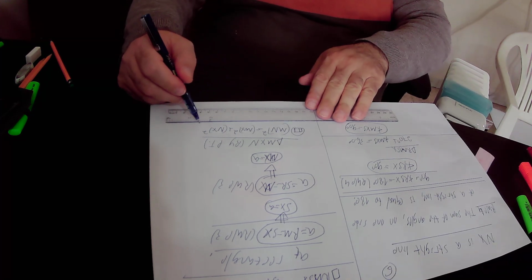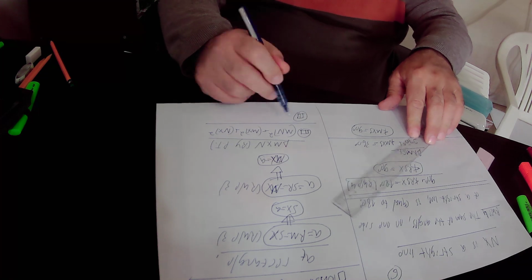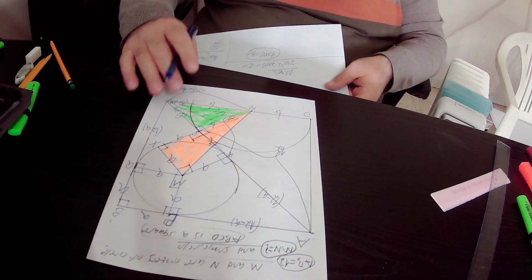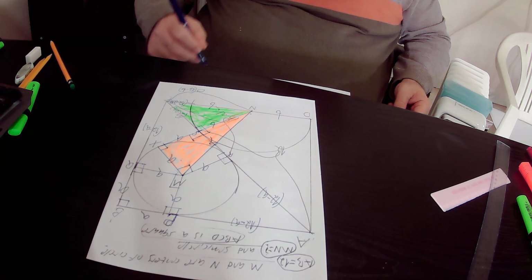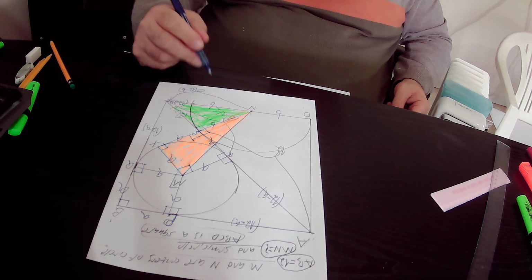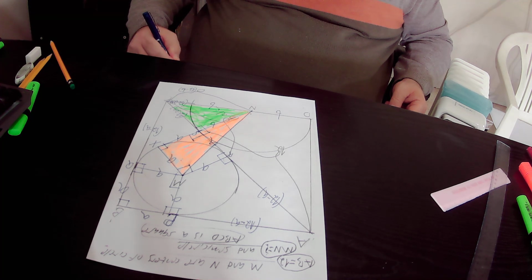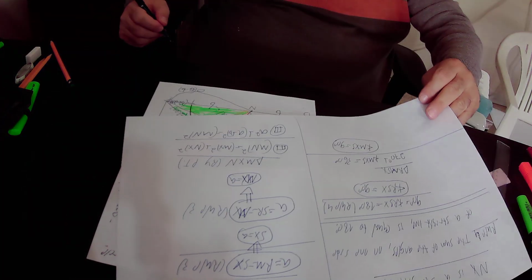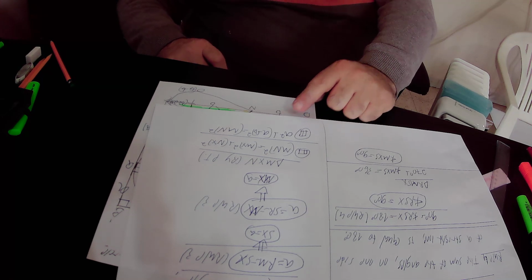So here, according to equation number 3, we have MX equals A, so MX square is A square, plus NX square. NX is A plus B, so NX square is A plus B square. So in conclusion, we found out that according to equation number 3, A square plus A plus B square equals MN square.